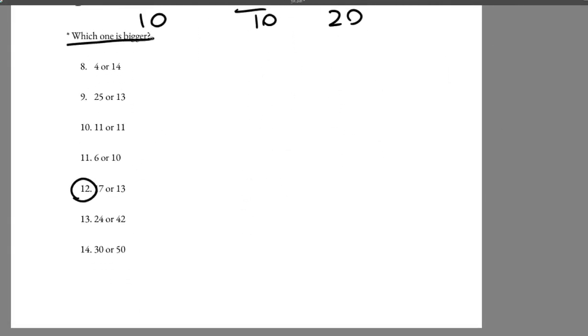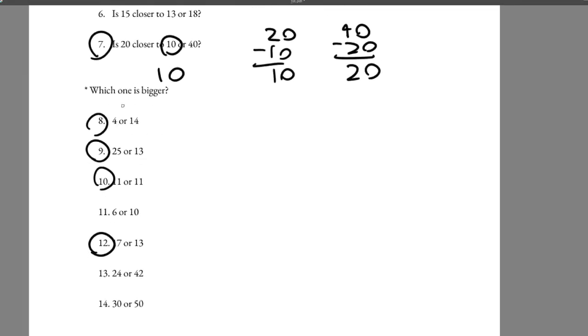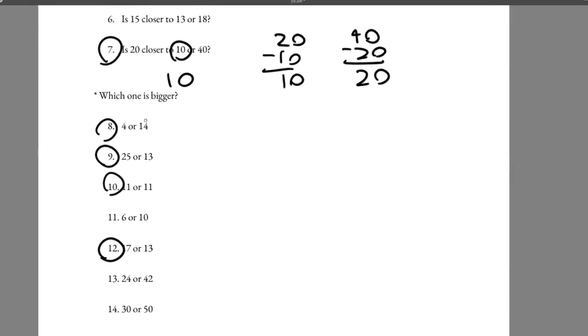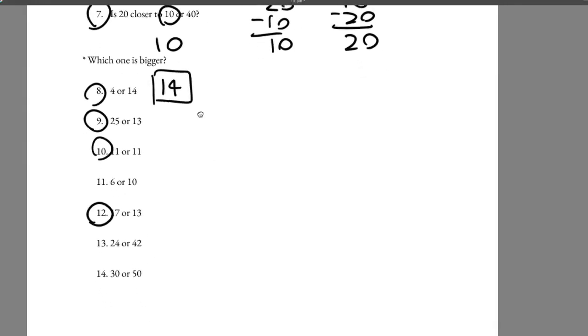Now here, it's asking us which one is bigger. Let's do 8, 9, 10, and 12. Now, 4 or 14, which one is bigger? Well, this should be pretty obvious since 14 has an extra place value. That means it's bigger. So 14 is our answer.